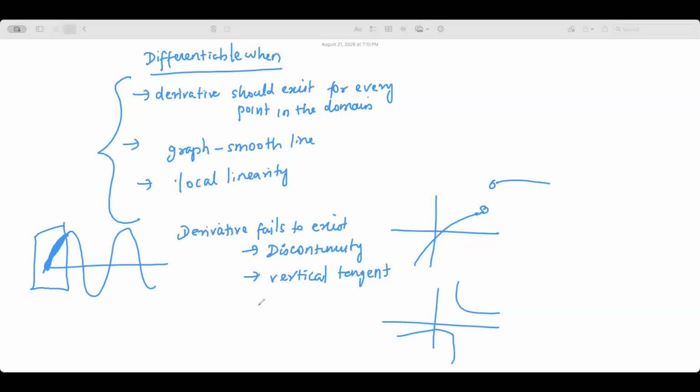Make sense? The last one is corner or a cusp. Corner or cusp, which is an example. Where is the example? This is an example. You see, there's a corner or a cusp. So in these three cases, the derivative will fail to exist. This is just theory. Okay, we'll go ahead and solve some problems so you'll really understand what's going on.